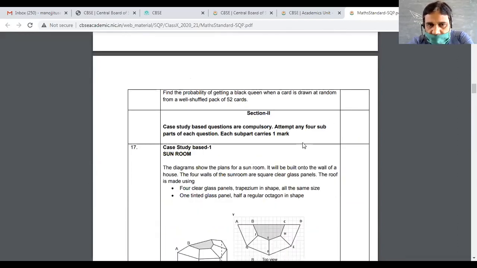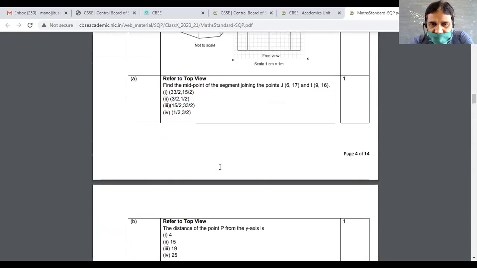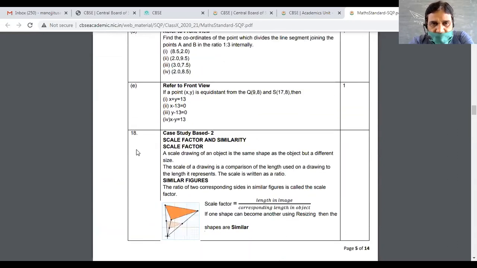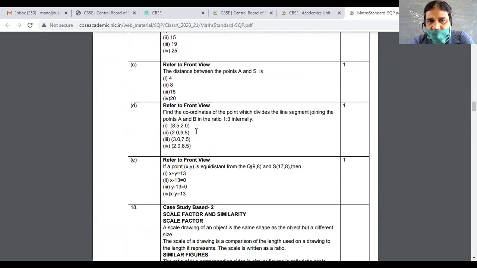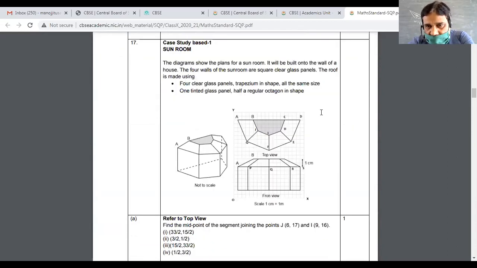Section 2. Here, 4 questions are there: 17, 18, 19, 20. And in each question, there is a case study. For each case study, there will be 5 questions, A, B, C, D, E, based on the case study.